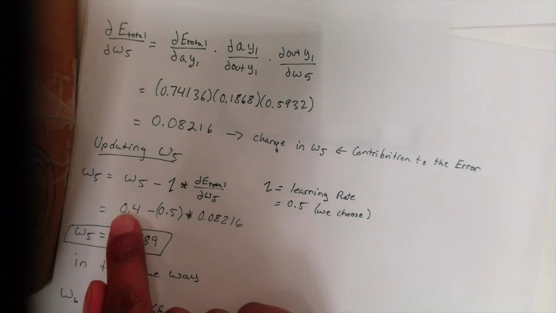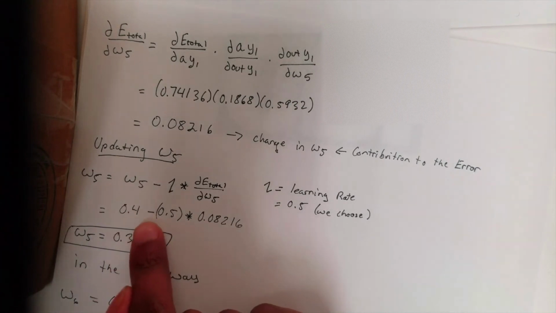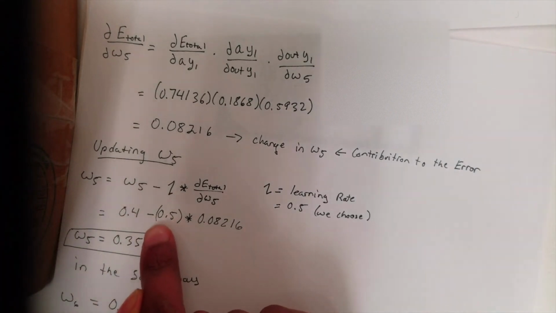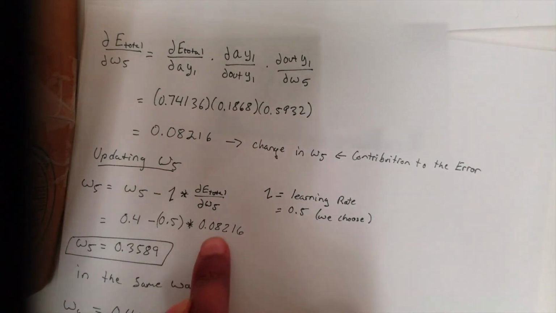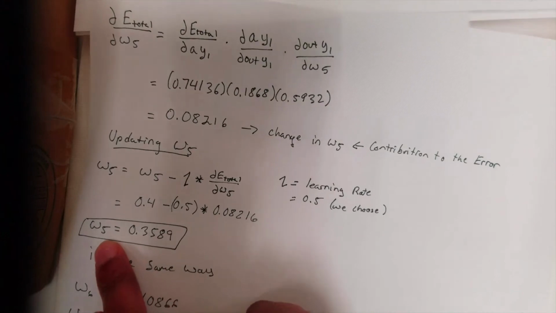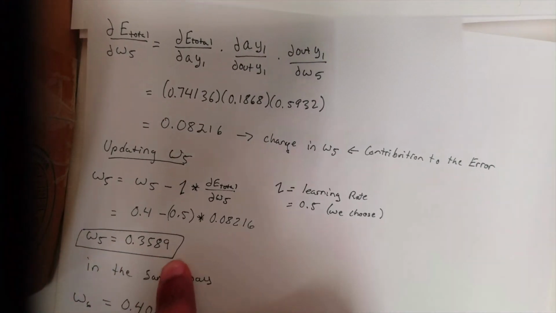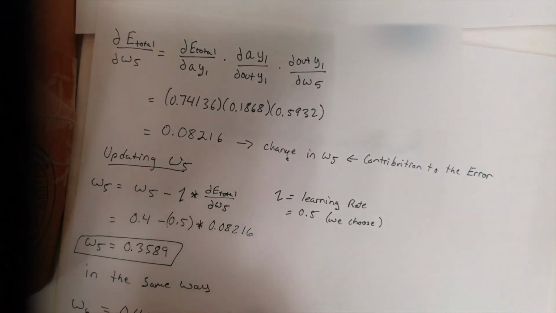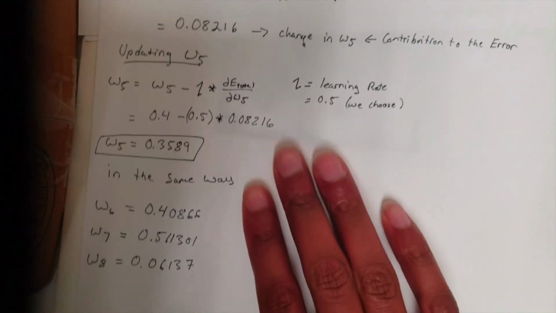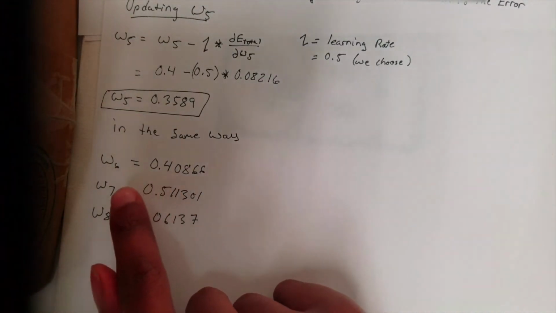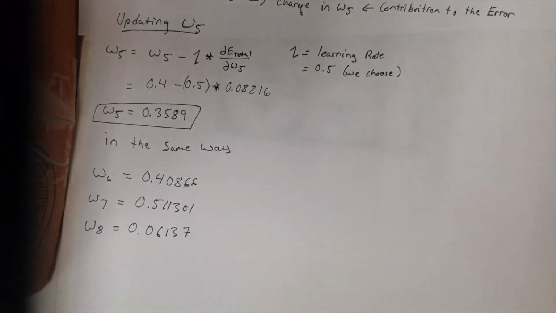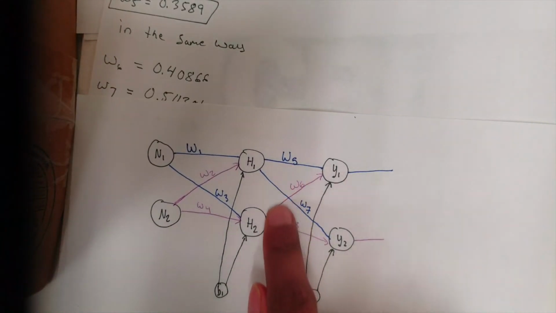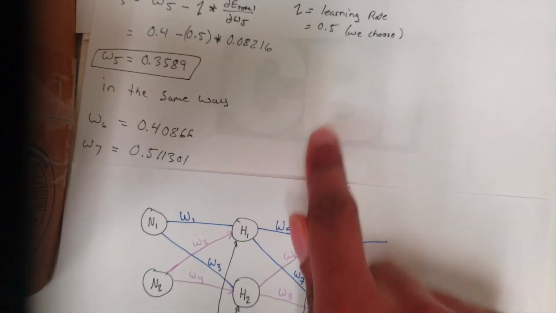Ultimately, we take the previous value of weight 5, which was 0.4, minus 0.5 times that change in weight 5, and we get the new weight for weight 5 is equal to 0.3589. Now in that same way, you could calculate and then update the new weights of weight 5, weight 6, weight 7, weight 8. And if we look at the diagram, you could see that all these weights are in the same layer, so all of them will be calculated in the same way.